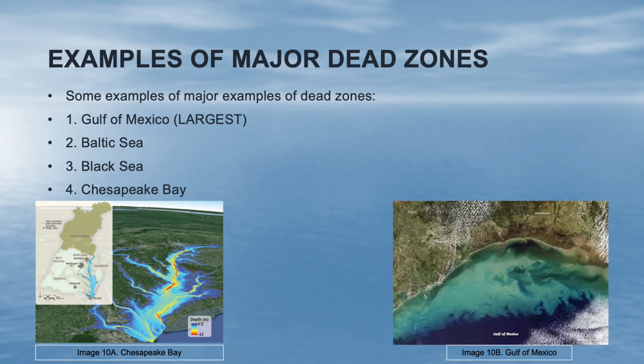So as you can see in the bottom right picture, image 10b, that's an image of the Gulf of Mexico. That's how it looks with these really big algal blooms. And if we can go back to the previous slide, it's going to show these algal blooms are occurring due to the nutrient runoff, the human-induced factors. That's why it occurs. And image 10a also shows that Chesapeake Bay is also a really large dead zone, and it occurs for the exact same reasons.